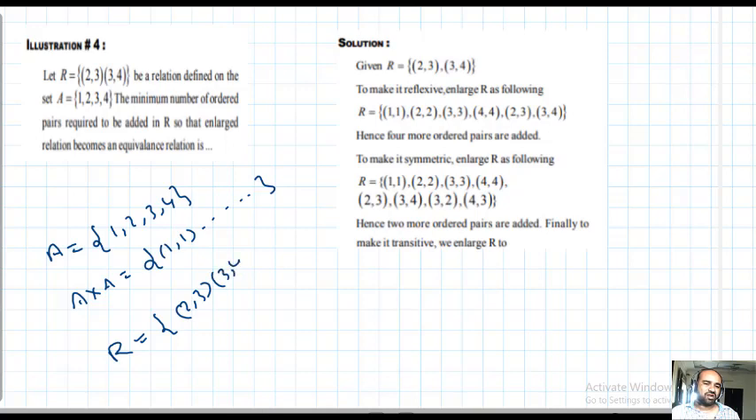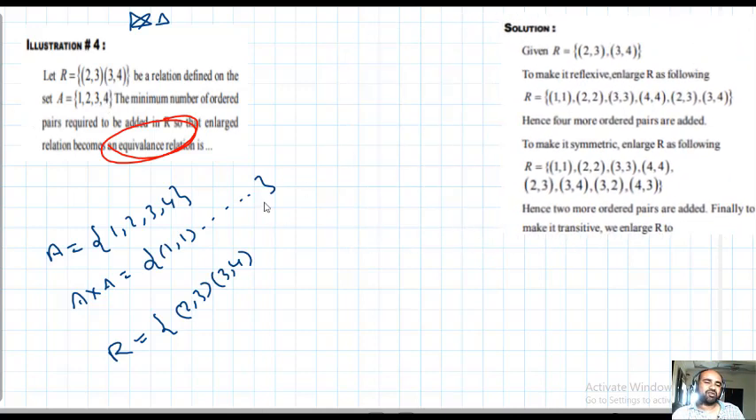Observe all of you, important question. R = {(2,3), (3,4)} be a relation defined on the set A = {1, 2, 3, 4}. The minimum number of ordered pairs required to be added to R so that it becomes an equivalence relation. Interesting, super problem. Actually, 16 ordered pairs are there, and from these 16 only 2 are taken in R. Now you want to add some ordered pairs, the minimum, so that R is an equivalence.